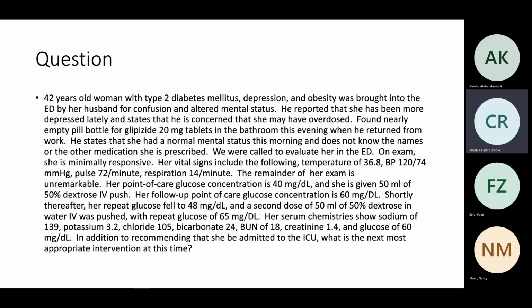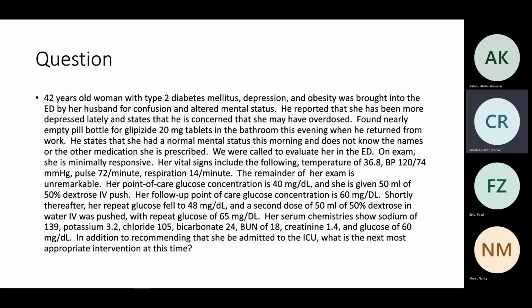I think that's beta blocker toxicity. A second dose of 50 ml dextrose in water IV was pushed, and the repeat glucose was 65. Her serum chemistry showed sodium 139, potassium 3.2, chloride 105, bicarbonate 24, BUN 18, creatinine 1.4, glucose 60. In addition to recommending that she be admitted to the ICU, what is the most appropriate next step?